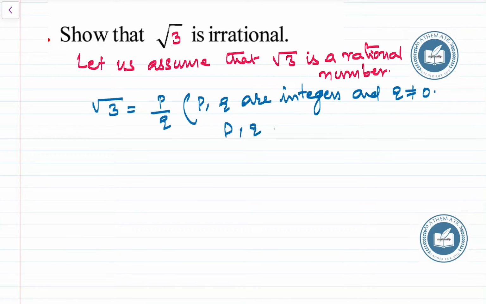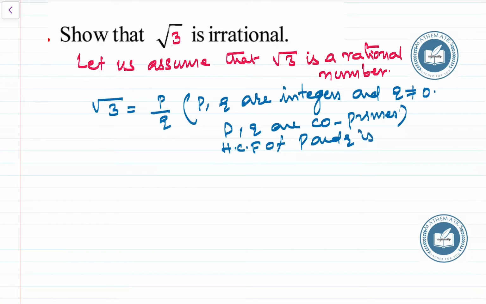P, q are co-primes. Co-primes means here HCF of p and q is 1. Means only 1 is the common factor and no other factors are there. So we can say that p and q are co-primes. Whenever two numbers have only 1 as the common factor, then we can say that they are co-primes.